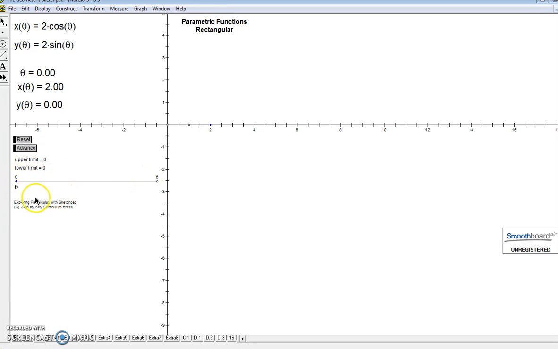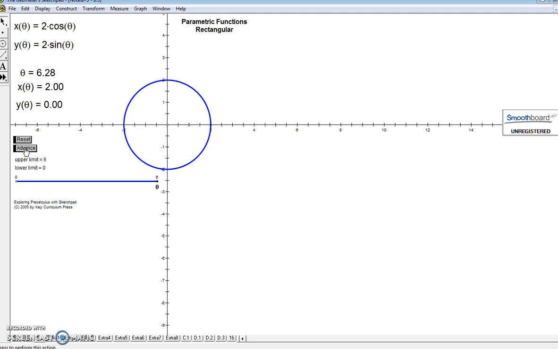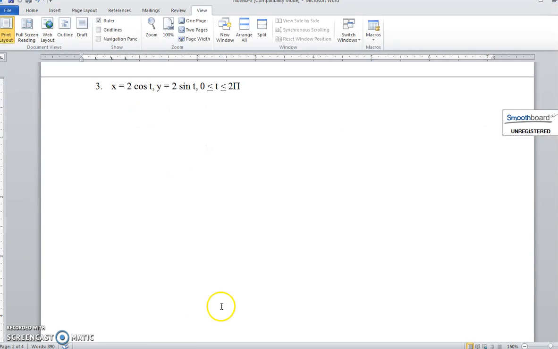We're going from 0 to 6, or 0 to about 2 pi, and I hit advance, and you see that we are getting a circle. It's centered at 0, 0, and it looks like it has a radius of 2. So we almost need to have that picture first to maybe understand what this is going to look like. So we'll need a little quick refresher here.